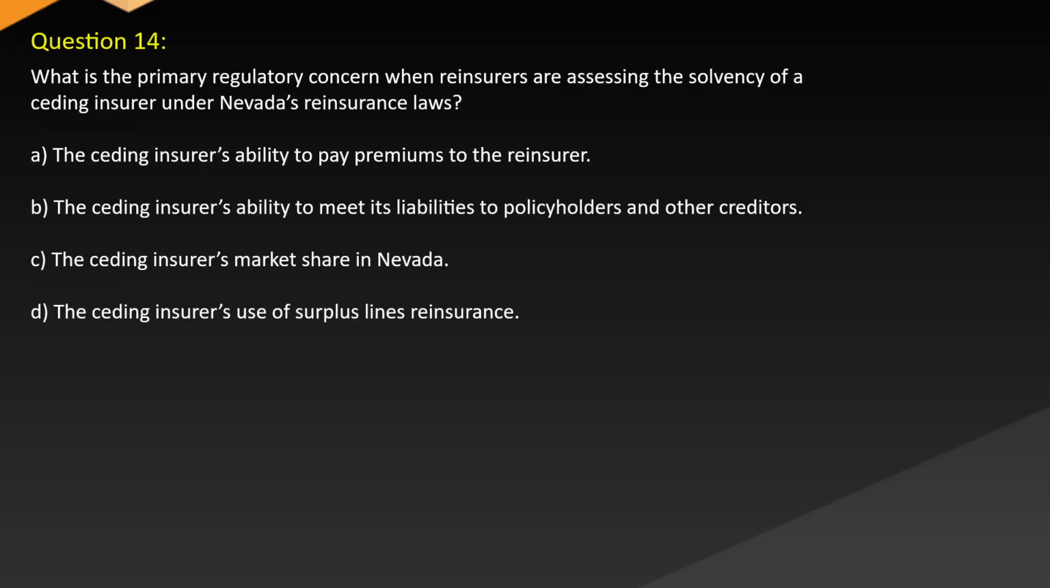Question 14. What is the primary regulatory concern when reinsurers are assessing the solvency of a ceding insurer under Nevada's reinsurance laws? A. The ceding insurer's ability to pay premiums to the reinsurer. B. The ceding insurer's ability to meet its liabilities to policyholders and other creditors. C. The ceding insurer's market share in Nevada. D. The ceding insurer's use of surplus lines reinsurance.